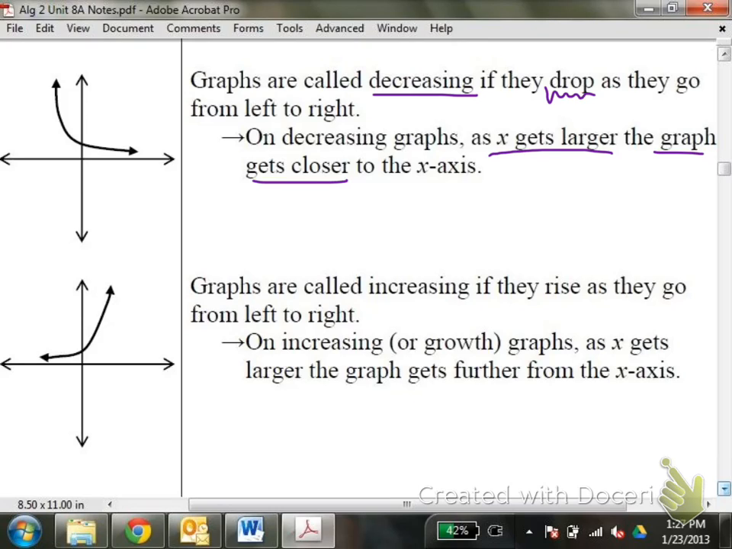Increasing is the opposite. So graphs are called increasing if they rise as you go from left to right. So on increasing graphs, as x gets larger, the graph gets further from the x-axis.